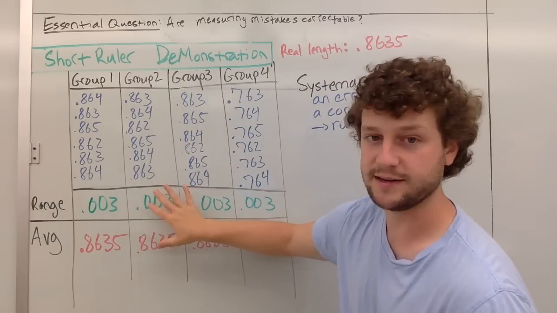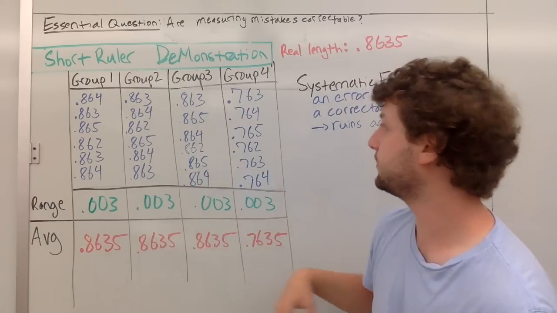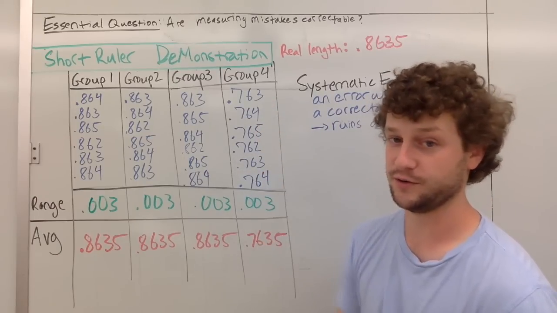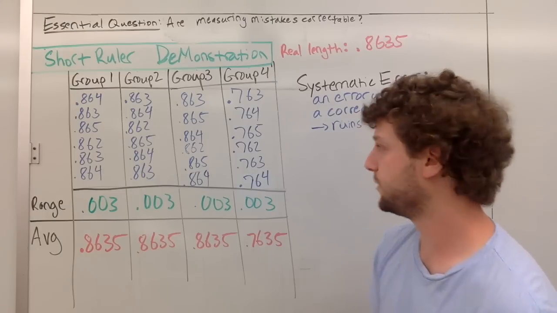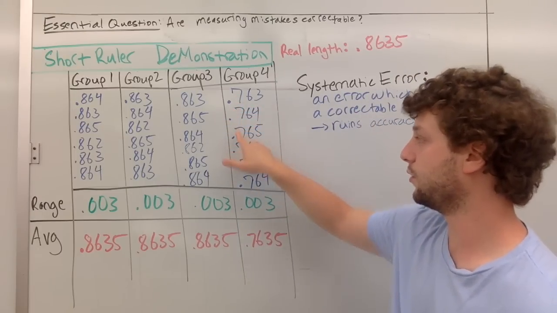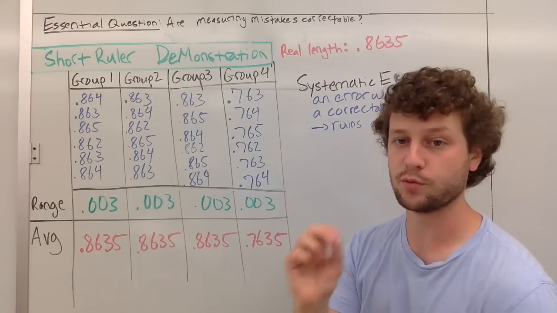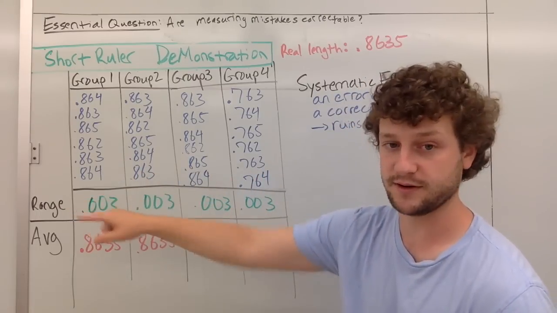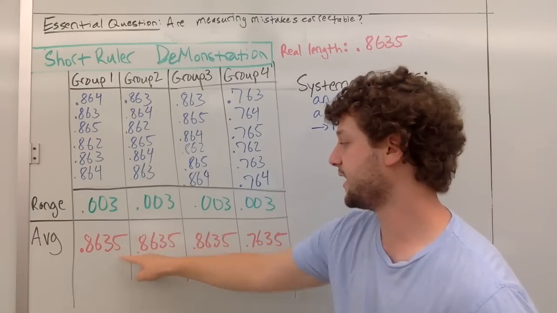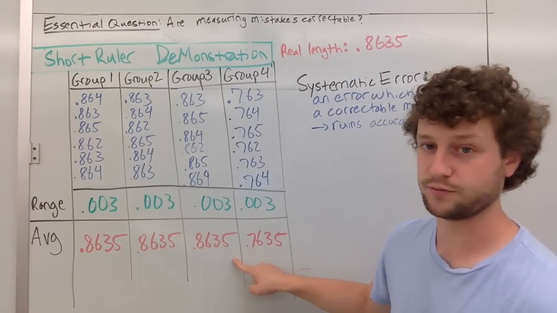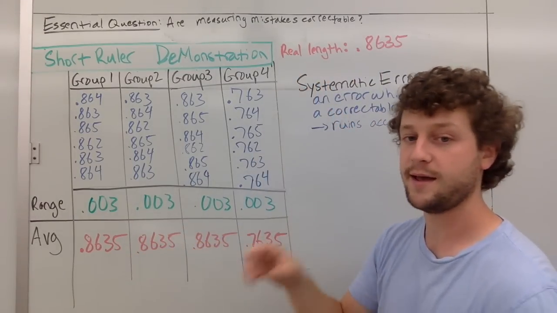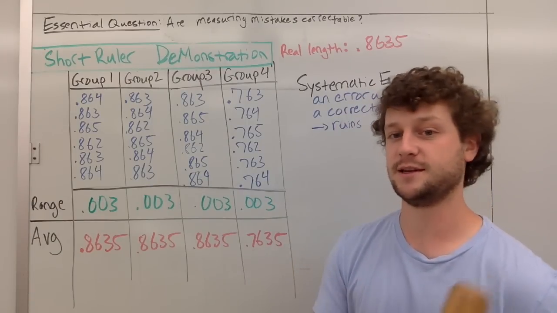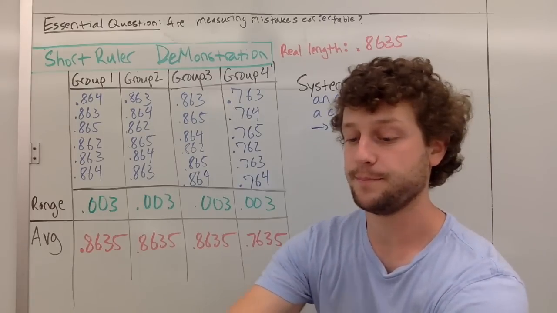Group 2, same idea. Group 3, same idea, but the short ruler, as you can see, was given to group 4. I hope you noticed that. How do we know that? Because all their measurements are 0.1 meters, or rather 10 centimeters, different from all the other groups, right? Each group's average that didn't get the short ruler is very close to the real length of the bat, but the group that did get the short ruler has an average measurement 10 centimeters shorter than the real length of the bat.